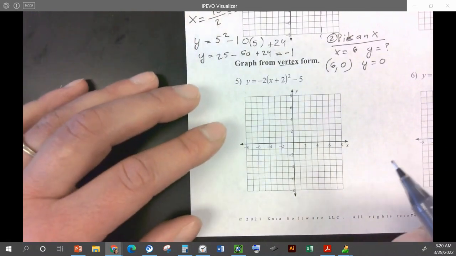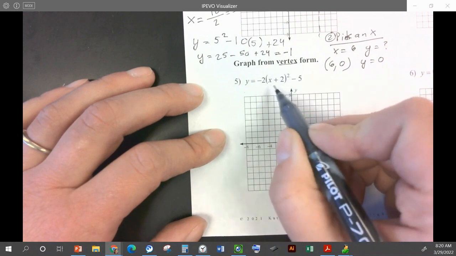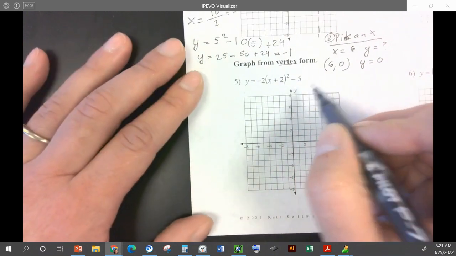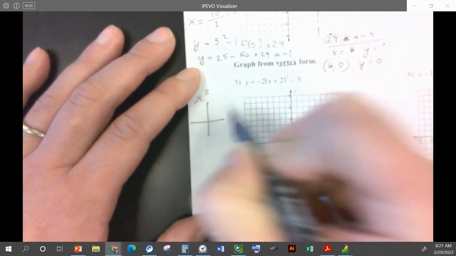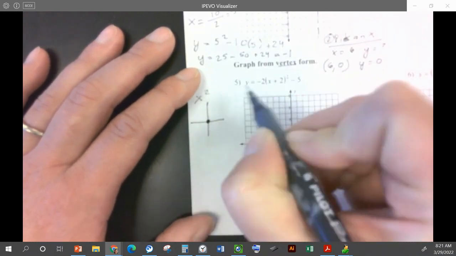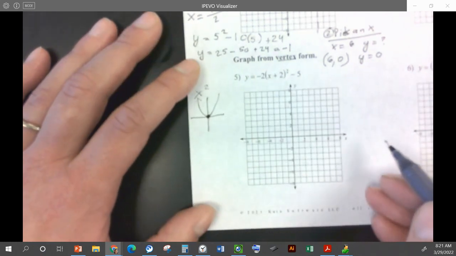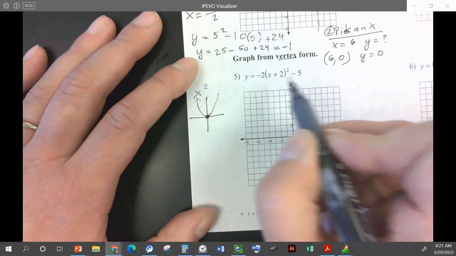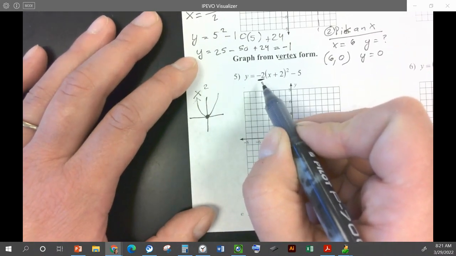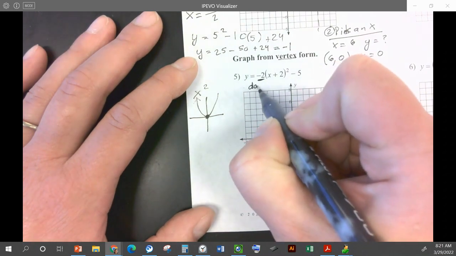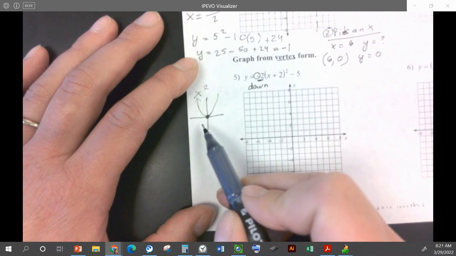So this is where we can shift our graph. When we have our graph at x squared, we have something that starts at 0, 0, and then goes up. So let's look here first. Is this going to open up or down? This is going to open down. Good, because it's negative. So we already know it's going to be reflected.